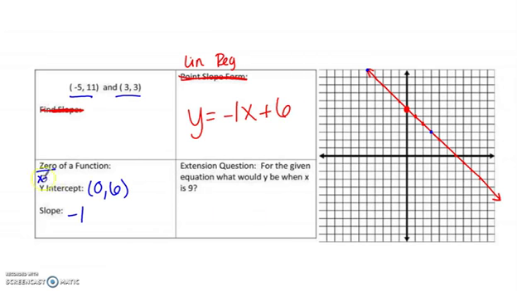Remember, 0 of a function just means the x-intercept. That's all it means, x-intercept. So I look on my graph, 1, 2, 3, 4, 5. It's perfect. It's at positive 6. So 6, 0. And then here are the extension questions.